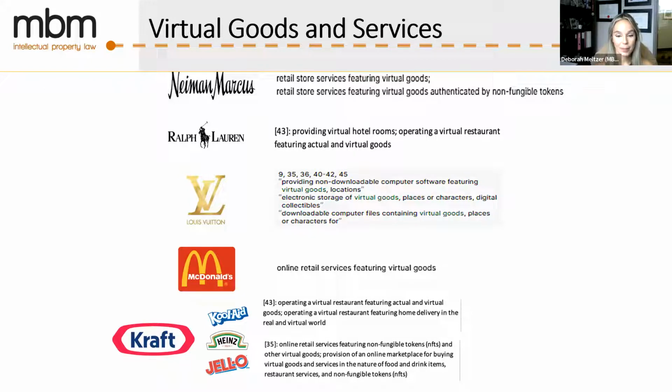Kraft went on a blitz. They filed for virtual trademarks for all of their famous brands, Kool-Aid, Heinz, Jell-O, again, operating virtual restaurants featuring actual and virtual goods. How unrealistic it would be for Kraft to open up a Kool-Aid restaurant and a Heinz restaurant and a Jell-O restaurant in the real world. But in the virtual world, again, it's limitless. You can do whatever you want, whatever works with your branding.